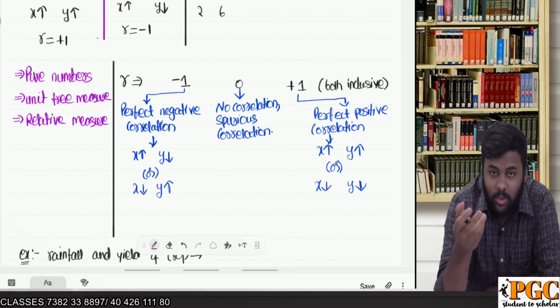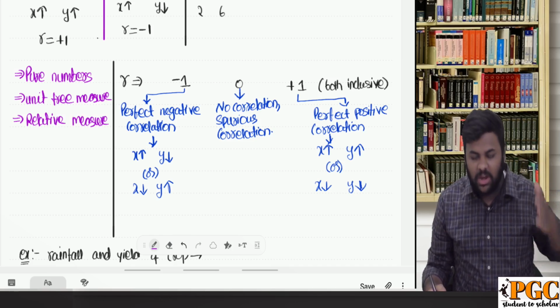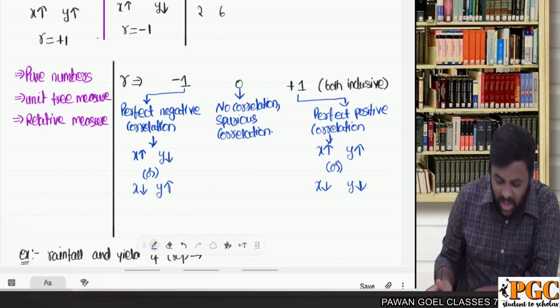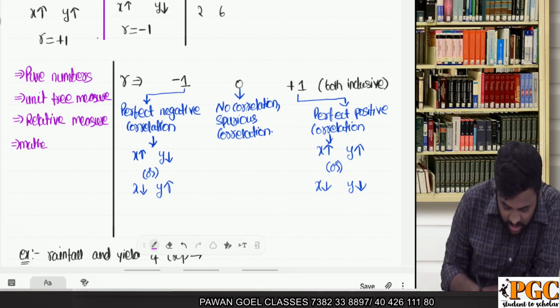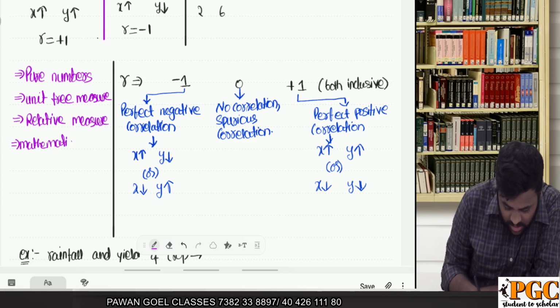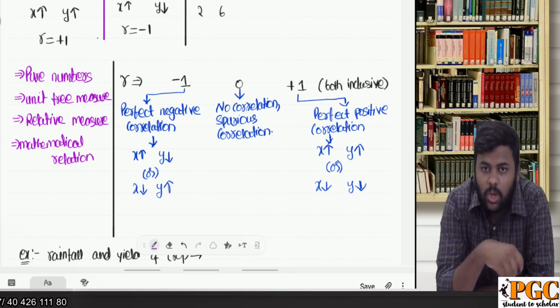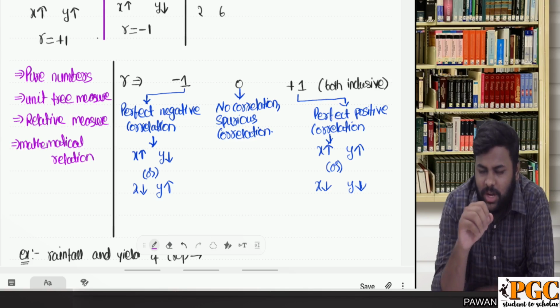So I hope the basic point is clear. So correlation is pure numbers, they are unit free measures, and they are also called relative measures. So what are we trying to develop here? We are trying to develop a mathematical relation between two or more variables. We call it correlation. Now we have a total of 6 types of correlations, my dear friends.